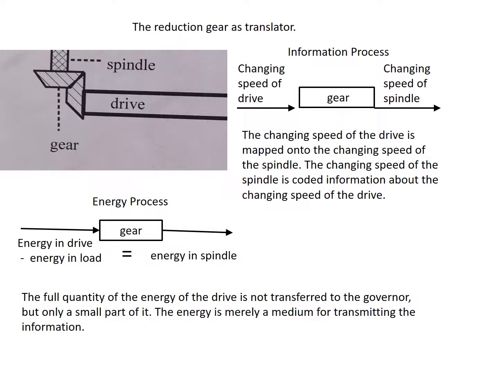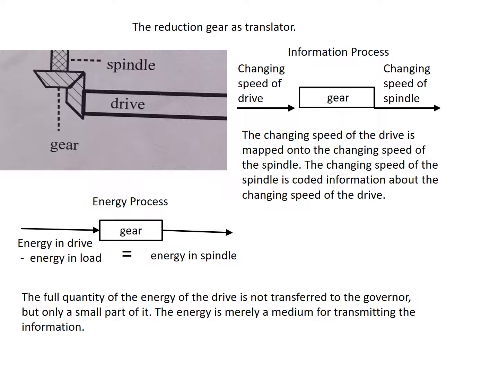The reduction gear as a translator. If we look at it as an information process, we see that the changing speed of the drive is translated by the gear into the changing speed of the spindle. In other words, the changing speed of the drive is mapped onto the changing speed of the spindle. The changing speed of the spindle is coded information about the changing speed of the drive.